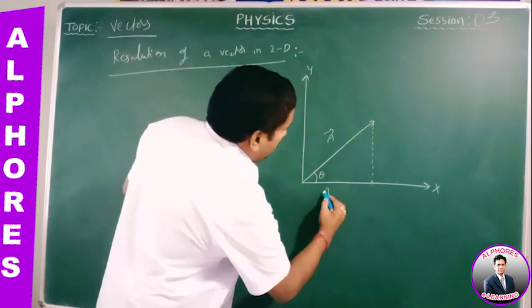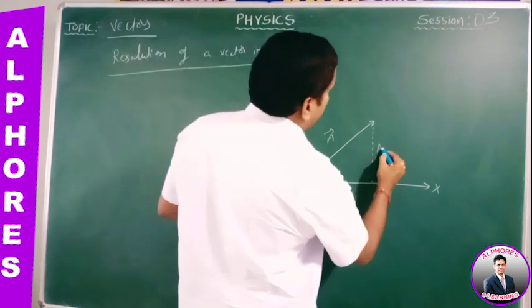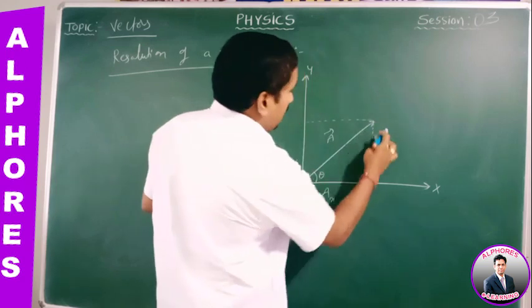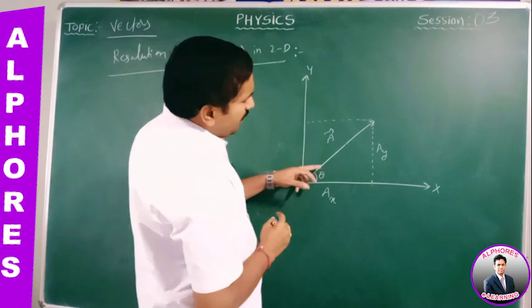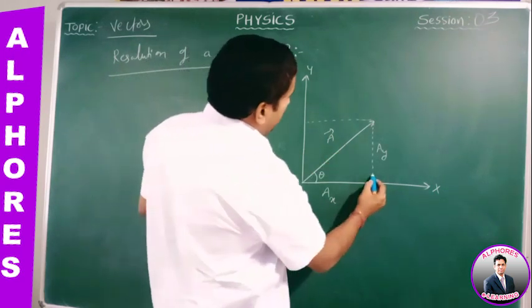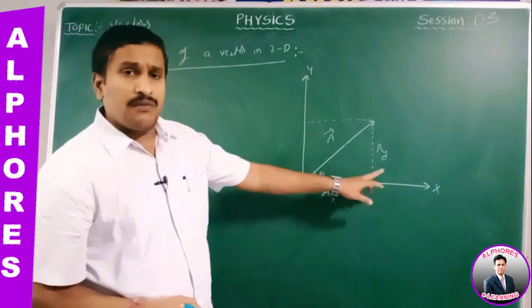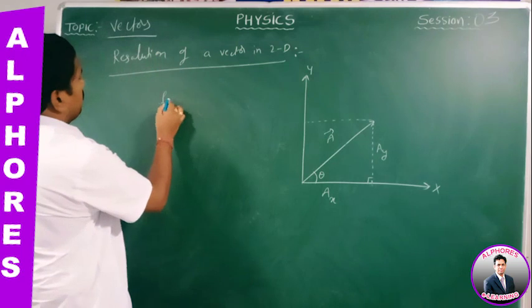Now this horizontal component can be denoted by ax, and this vertical component can be denoted by ay. Now listen carefully. From this right angle triangle, what are the values of ax and ay? Please tell me from the figure.